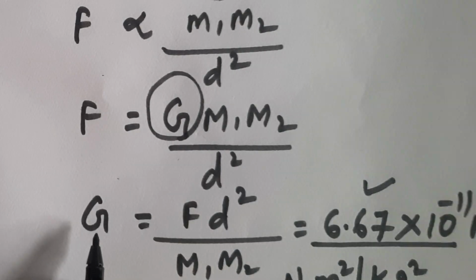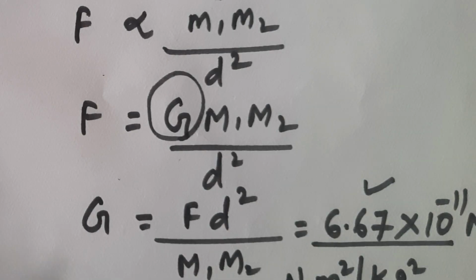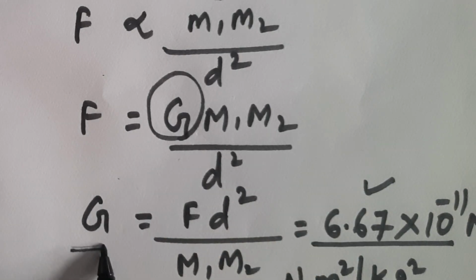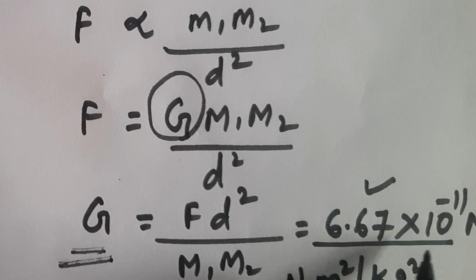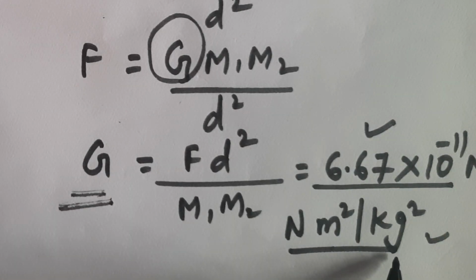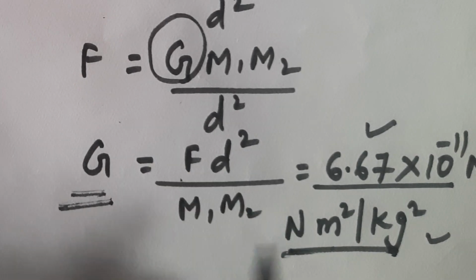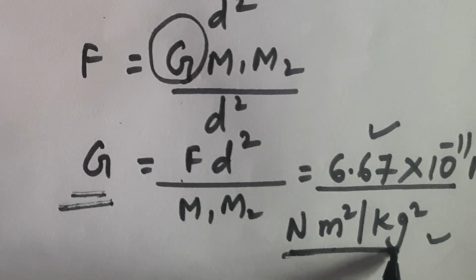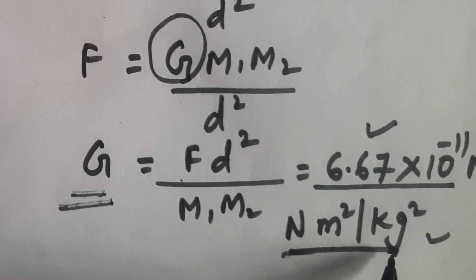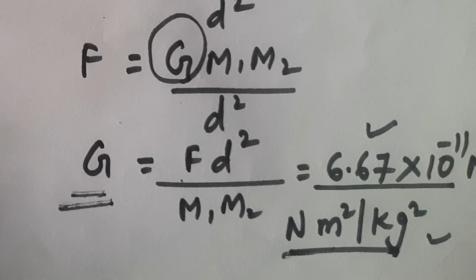To get the value of G, we do the cross multiplication. So G is F d square upon m1 m2. If we put in all the values, we get the value of G as 6.67 into 10 raised to minus 11 Newton meter square per kg square. How did we get this Newton meter square per kg square? Newton for force, meter square for distance, and for mass kg square, as twice the mass is there. So this is a very important topic which you need to learn very properly.